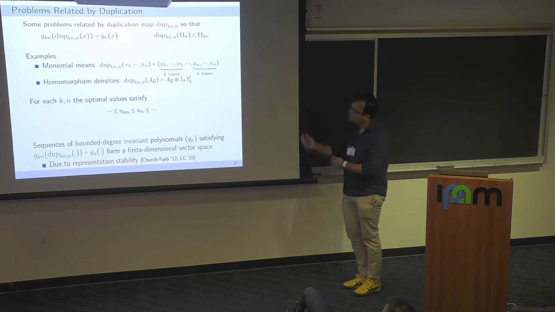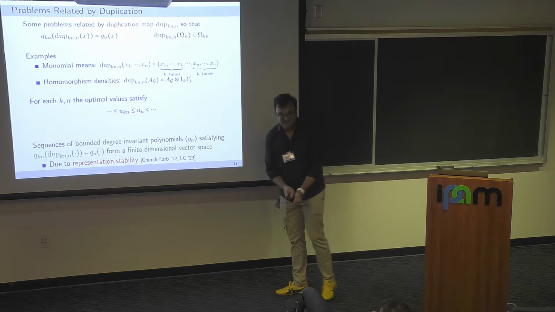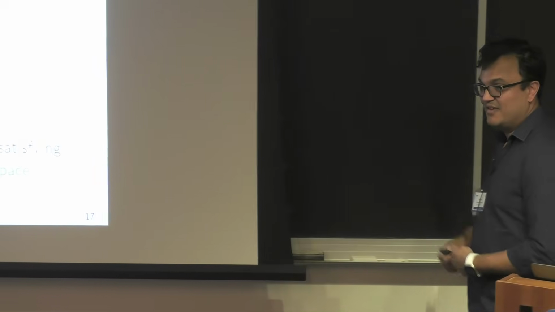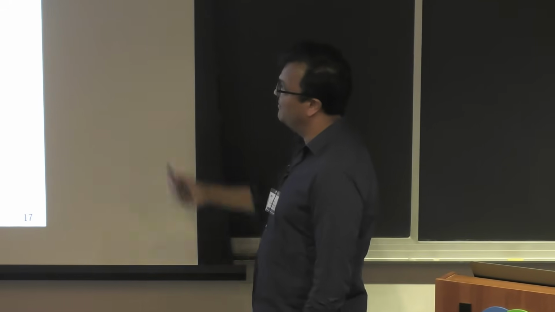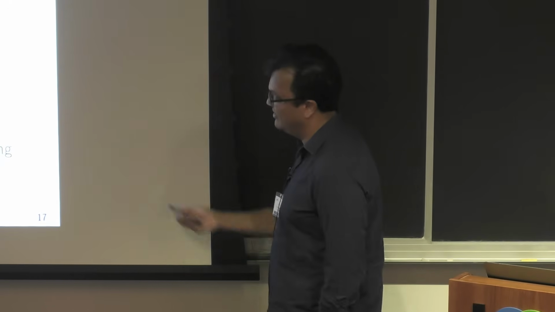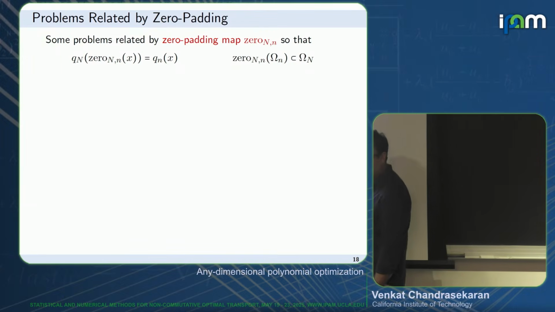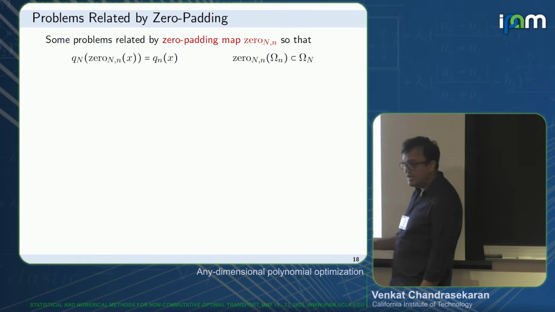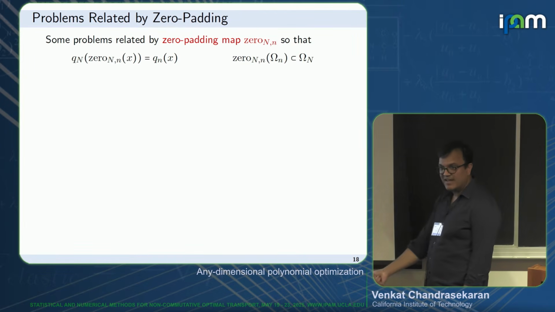So this holds. You can imagine a similar sort of situation with the sequence of constraints too. But you can finitely specify any-dimensional POPs if they're related across dimension via duplication, and they exhibit these kinds of relations, and they're invariant in bounded degree. Good. Some any-dimensional problems are related across dimensions simply by zero padding.